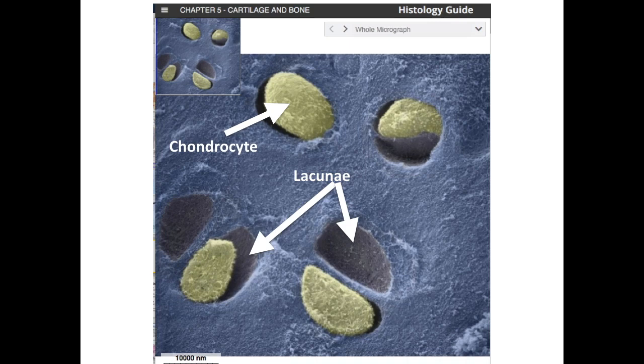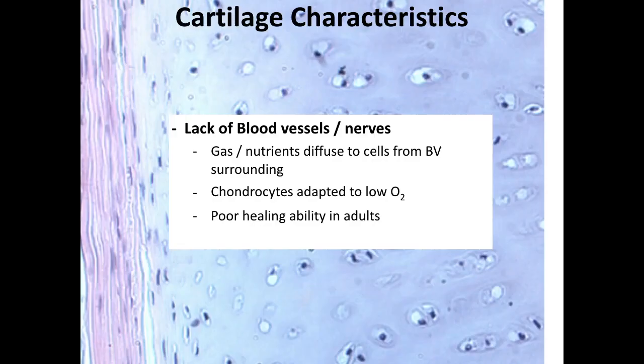Now, cartilage is the connective tissue that's totally avascular. That is, there's no blood vessels within the cartilage tissue itself. This is going to be key when we talk about the poor healing ability in adults when cartilage is damaged. So the chondrocytes within that matrix have very low activity and are adapted to low oxygen. The oxygen and nutrients they do get diffuse through that watery matrix from the surrounding perichondrium.